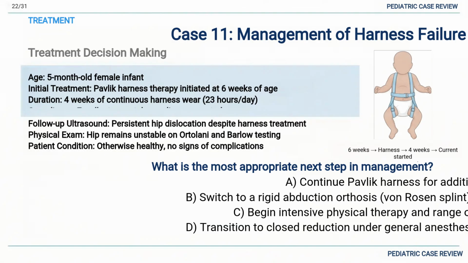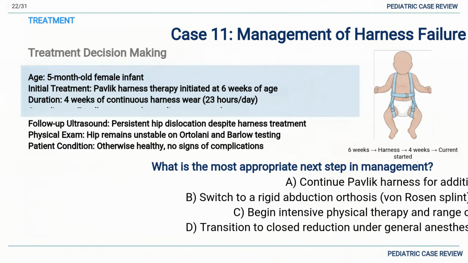Case 11, covering management of Pavlik harness failure. A 5-month-old female infant had Pavlik harness therapy initiated at 6 weeks of age. After 4 weeks of continuous harness use, at 23 hours per day with excellent parental compliance, follow-up ultrasound shows persistent hip dislocation. The hip remains unstable on Ortolani and Barlow testing. What is the most appropriate next step in management?